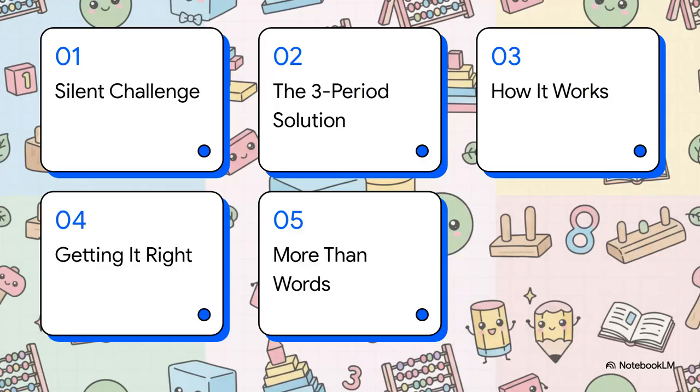So here's our game plan. First, we'll touch on that silent classroom challenge. Then we'll introduce the three-period lesson as the solution. We'll walk through how it works, step by step, share some really crucial tips for getting it right, and finally, look at why this is about so much more than just vocabulary.